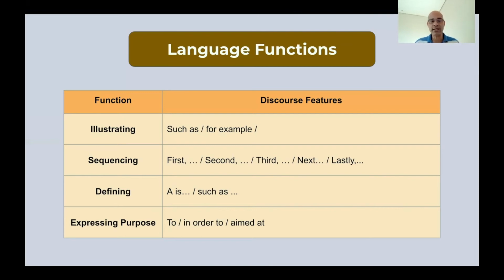Or you may need to express purpose, right? You need something to generate an effect, or in order to, or this is aimed at lowering the temperature of the solution, or of the room, or of the ice caps, etc. So these are just examples that we may use across subjects. Again, depending on the function, it may be more important for one subject than for another, but they're all important in general.